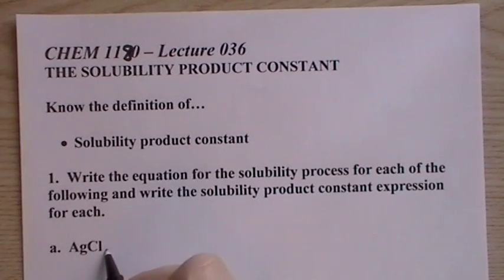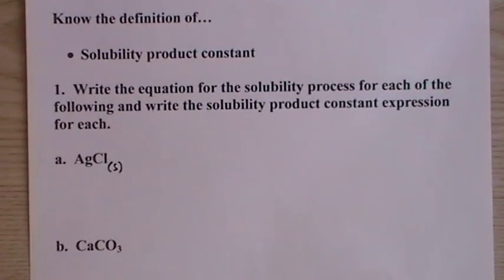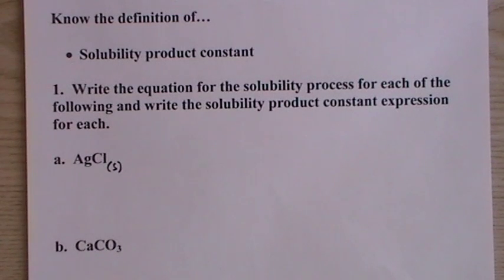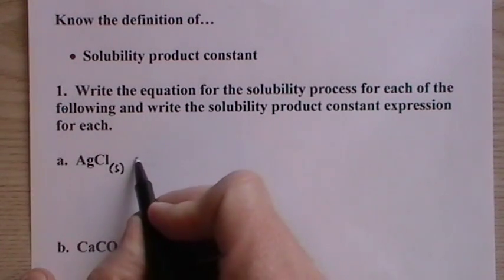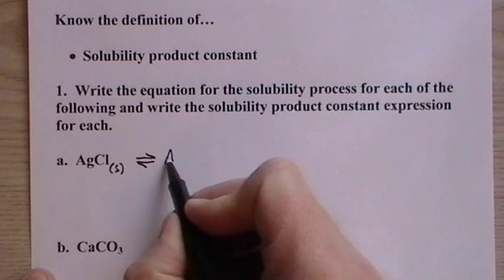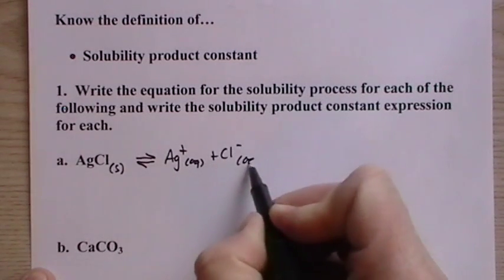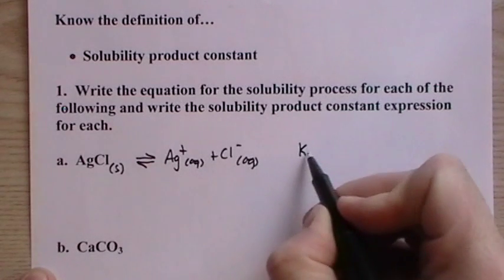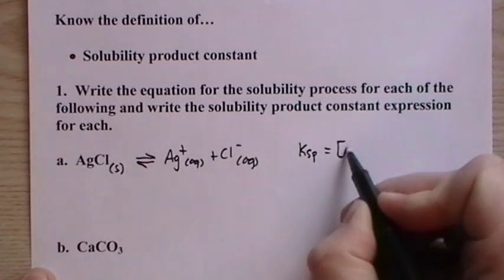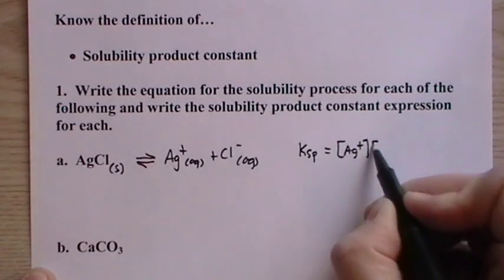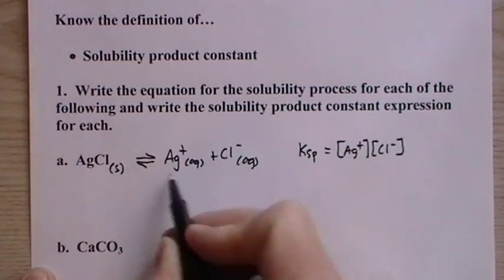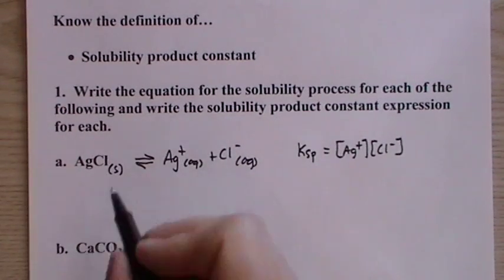Alright, so write the equation for the solubility process. All of these compounds that I'm going to have here are insoluble salts, but insoluble ionic compounds. But everything dissolves to some degree. And so we have what's called the Ksp expression, and we only put in the concentrations of gases, or in this case aqueous. Solids are left off.